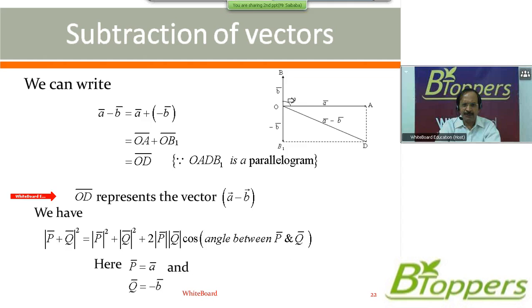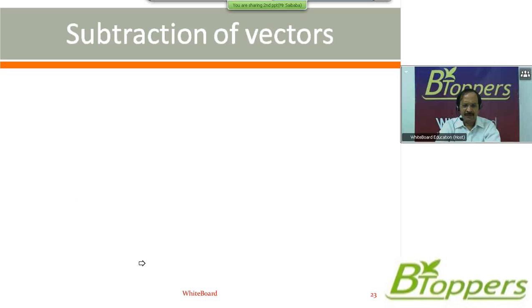So in the figure, if theta is the angle between A bar and B bar, the angle between the vectors A bar and minus B bar will be equal to 180 degrees minus theta. So we are trying to find the magnitude of the vector OD bar, that is the magnitude of the vector A bar minus B bar, using this equation. We have substituted here on the left side P bar equal to A bar and Q bar equal to minus B bar. On the right hand side also I have substituted P bar equal to A bar and Q bar equal to minus B bar. The angle between P bar and Q bar is 180 degrees minus theta, meaning the angle between the vectors A bar and minus B bar is 180 degrees minus theta.